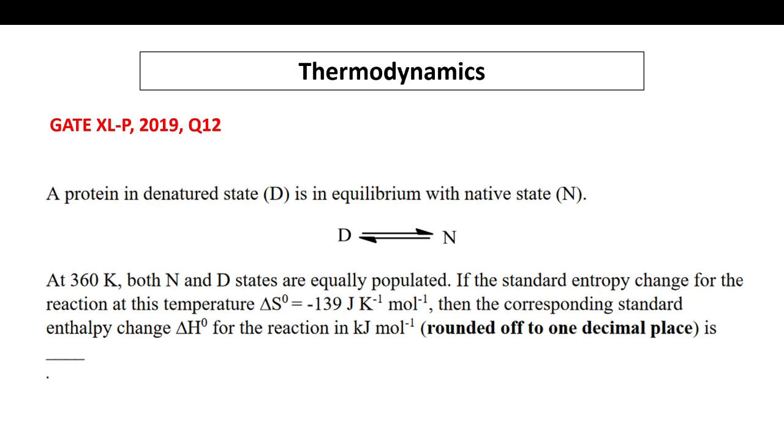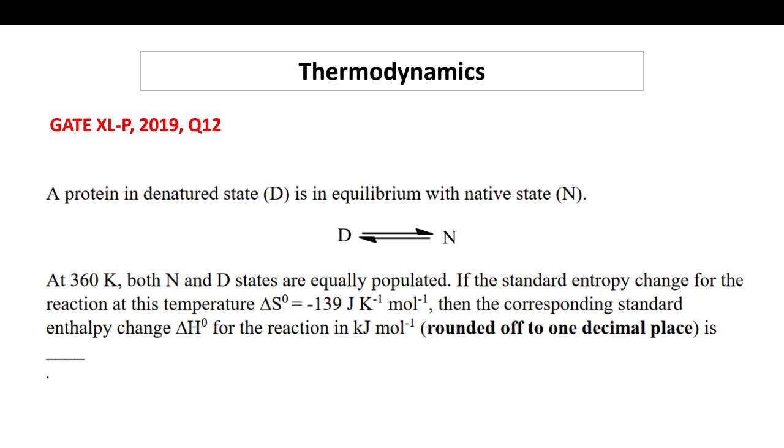Okay, so it is given as a biological problem. Since we are all familiar with this topic, I think they have formulated this question like this. So they have given that there is a denatured protein and also a protein in its native state, and they are in equilibrium with one another. And at 360 Kelvin, they are telling that both N and D states are equally populated.